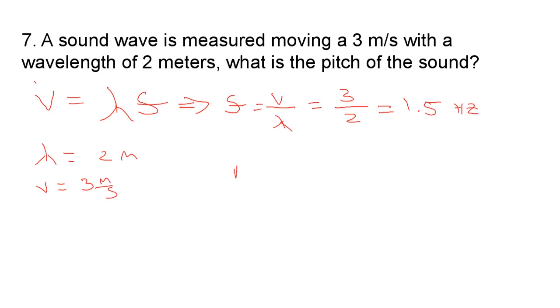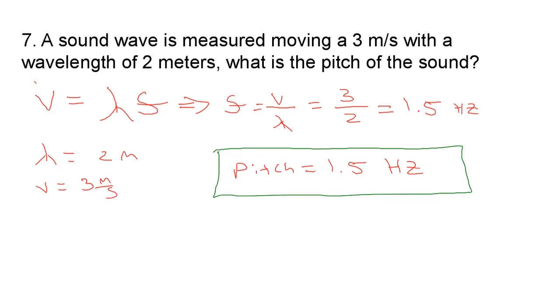So the pitch then equals 1.5 hertz. This would be a capital H. So once again, all we did is that we know that the pitch is the same as the frequency. We have the wave speed and the wavelength. We use the wave speed equation to relate wave speed, wavelength, and frequency. And we find the frequency, and once we find the frequency, we can use that as our pitch, because the pitch is just the frequency of the sound wave.